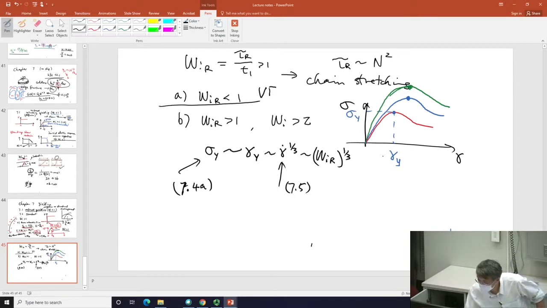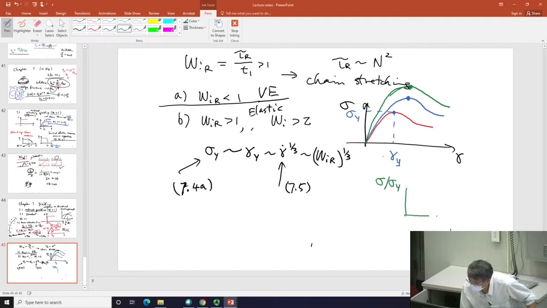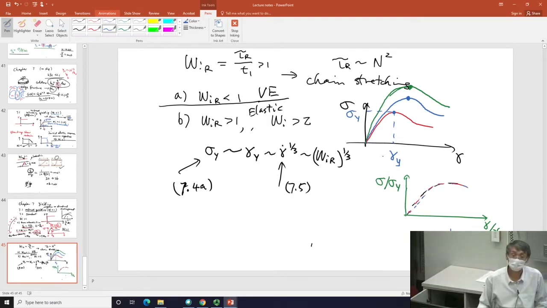In this region, I call it the viscoelastic region. This region, I call it the elastic region. In the first region, this law is not obeyed. It's less clear. The rest, I think you can read in the book. Basically, for example, if you normalize your data, in this region you find all the curves collapse, all the data collapse into one line. This is all described in detail in the book.